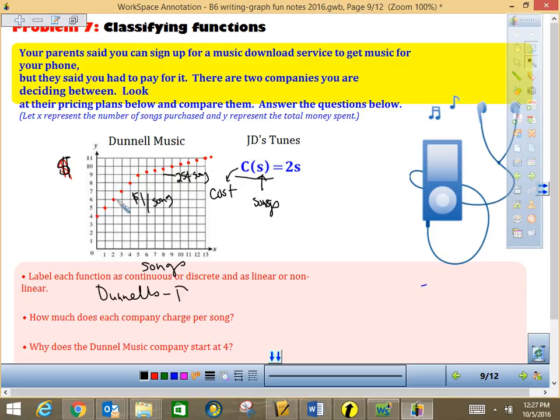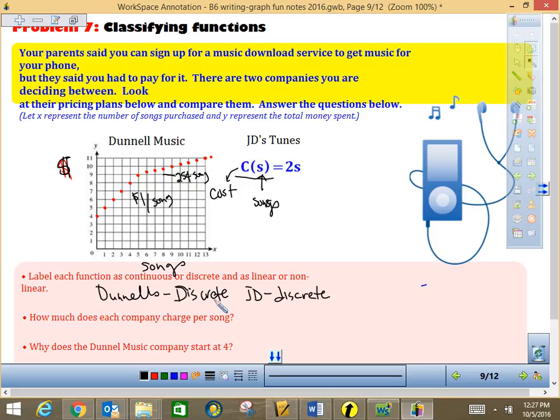So if I'm looking at this, can I buy a fraction of a song? Oh, no. It should be discrete, right? So I can't buy a fraction of one if I'm looking at that, right? And how about if I'm looking at JD's? Discrete, because you can't buy fractions. You can't buy half a song, right?